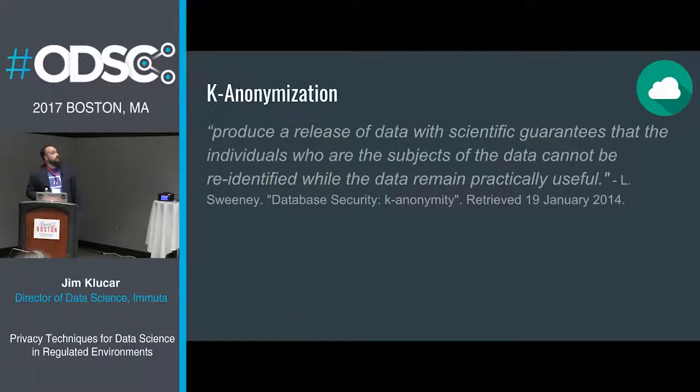So the first technique is the one that probably comes to everyone's mind when they first think about privacy. It's k-anonymization. So you want to produce a release of data with scientific guarantees that individuals in the data cannot be re-identified. Great. And the important part is that the data remains useful, right? We want the data to remain useful. So with k-anonymization, people think of masking, rolling up and generalizing some fields in the data.